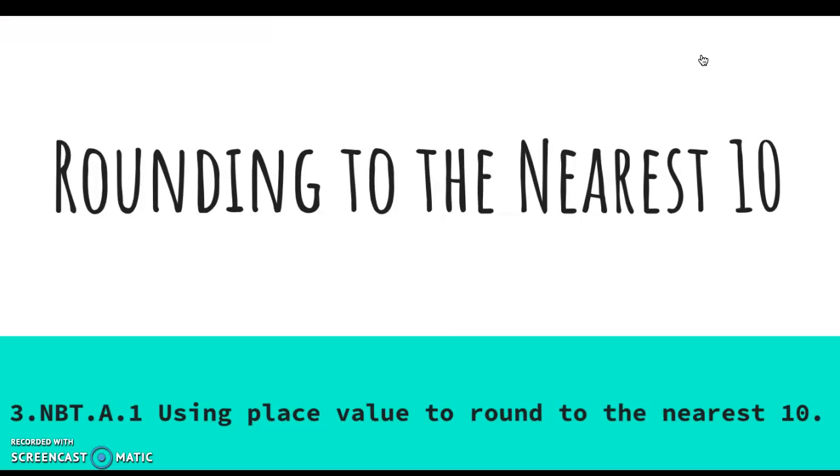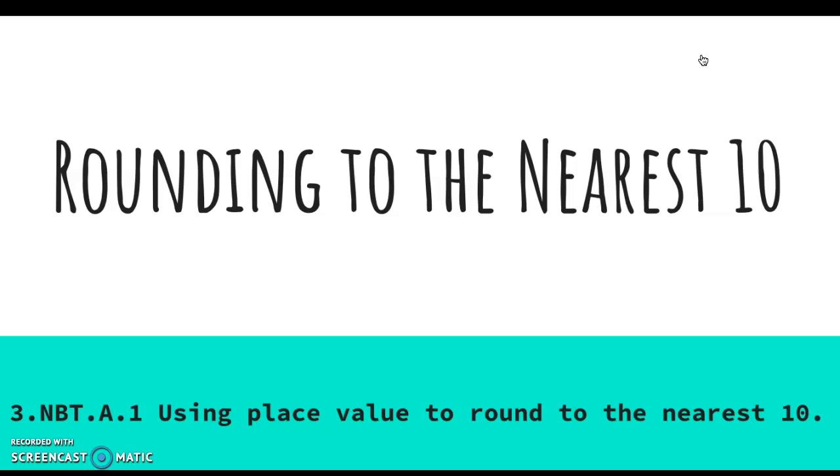Hi friends! Tonight we are going to learn how to round to the nearest 10 using our place value understanding. So today in class we reviewed place value understanding by using our place value mat. I gave you a number and you guys expanded that number into the hundreds, tens, and ones, or for some numbers I only gave you tens and ones.